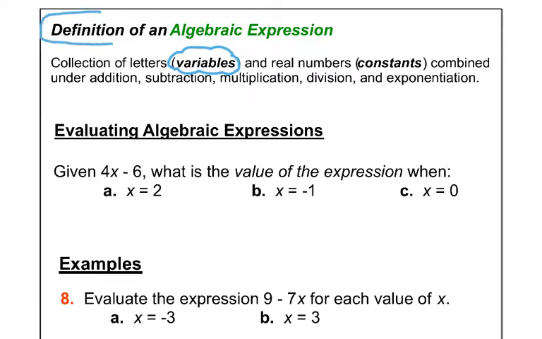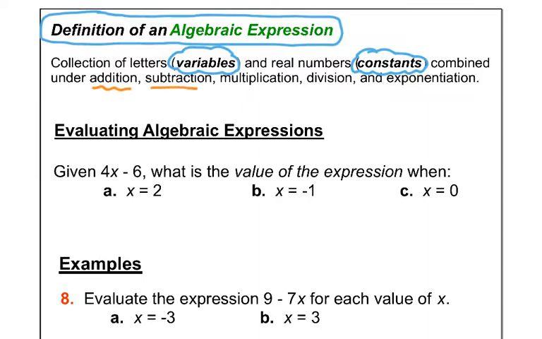But let's talk about when you put these together, variables and actual numbers, which we call constants, you make what's called an expression. And you can combine variables and constants into any kind of expression using addition, subtraction, multiplication, or division. And now that we're in Algebra 2 Honors, we're going to include a little bit of exponents as well, powers.